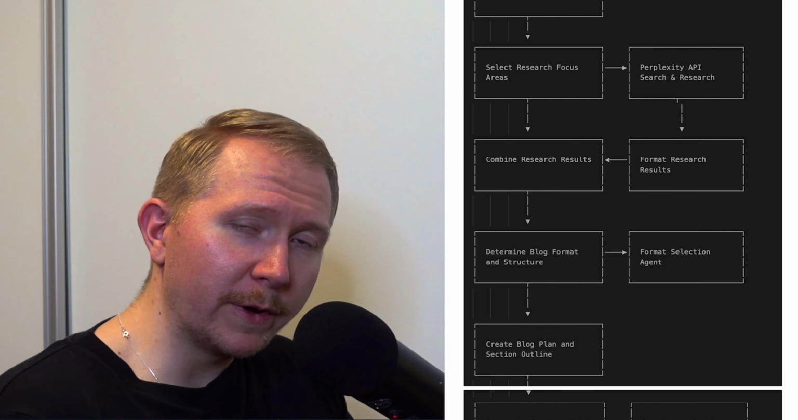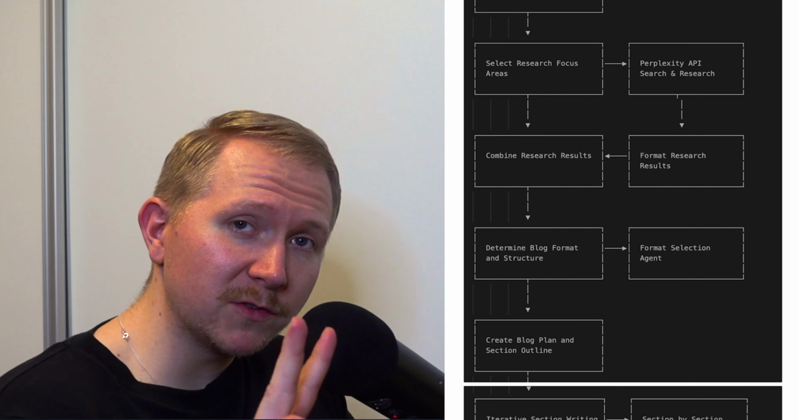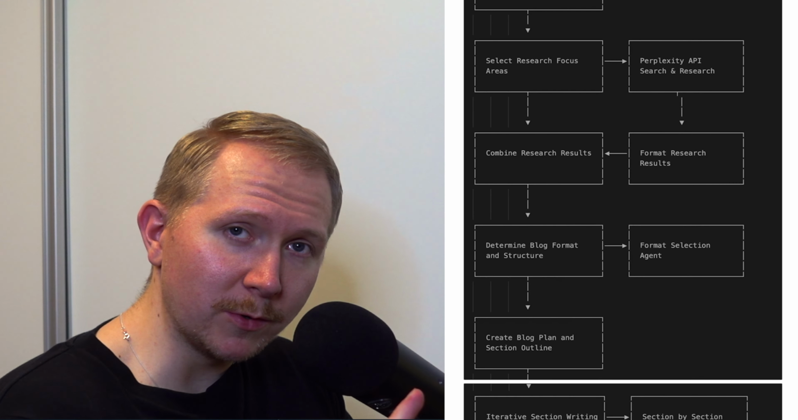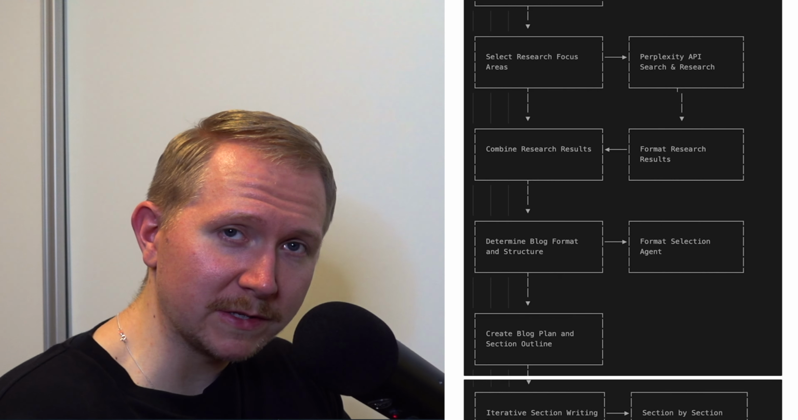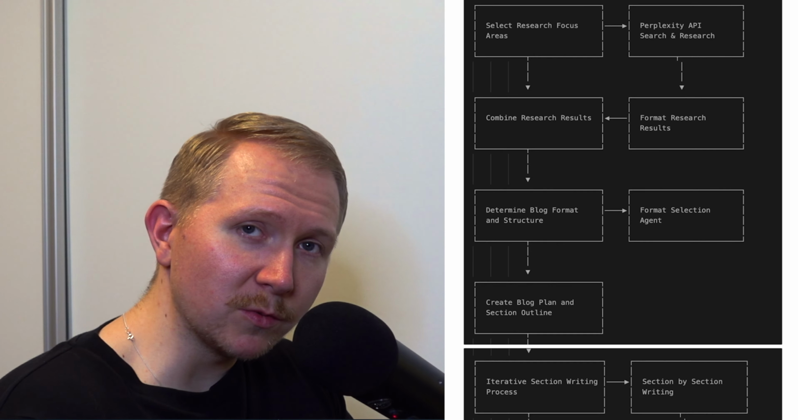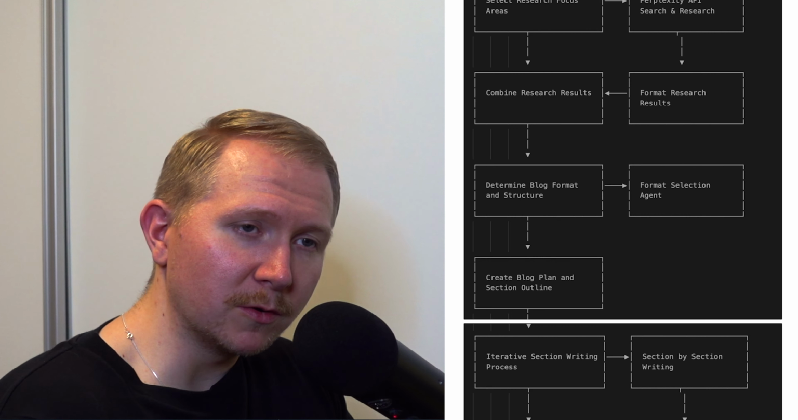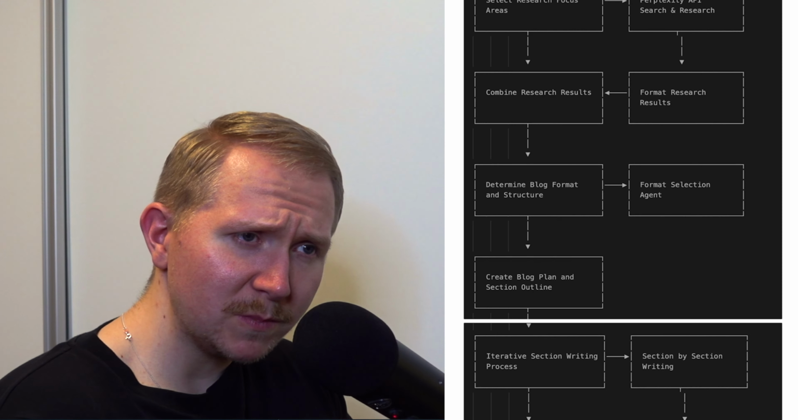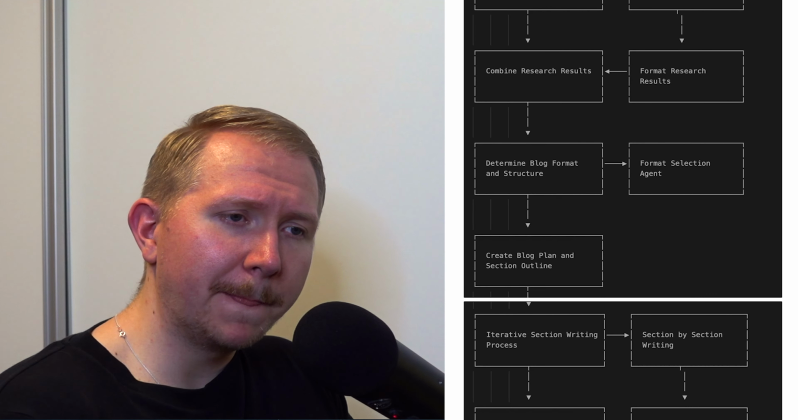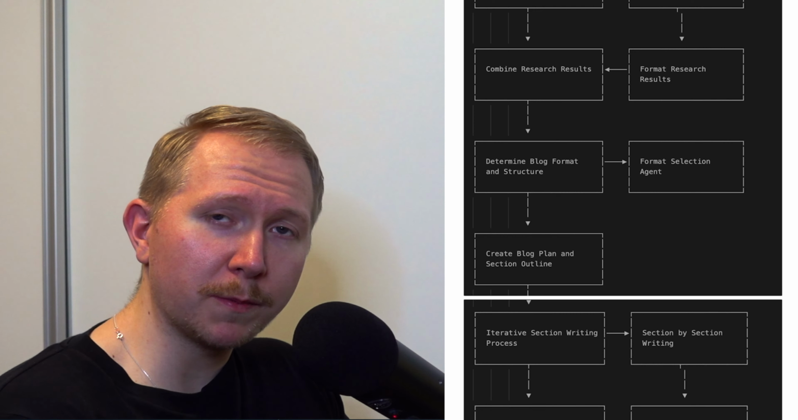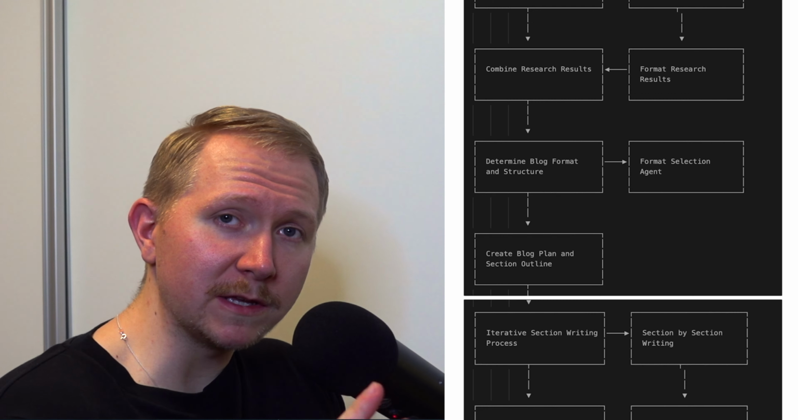It then formats the research results, and these are already two different agents. So it's an orchestration agent, which then also connects to a research agent. That research agent then formats its results, combines the research results. That gets used by another agent, which also puts out an outline, and there the blog format and structure is formed. And from that we have the blog plan and the section outline, which is then put through to a writer agent, a section writer agent.